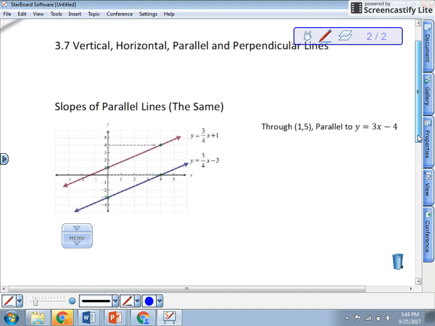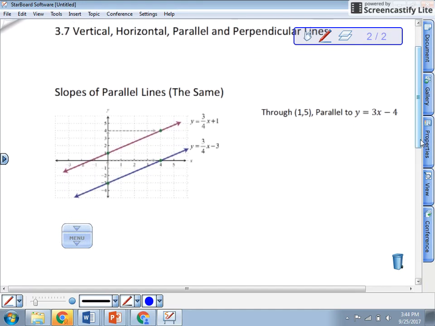Slopes of parallel lines and perpendicular lines. We've already talked about these. We know that the slopes of parallel lines are the same. If you look at these two examples right here, 3/4, 3/4, same slope. Here's a problem that you'll see. They'll say graph the line through the point (1, 5), so we have a point, and it's parallel to the line y equals 3x - 4.